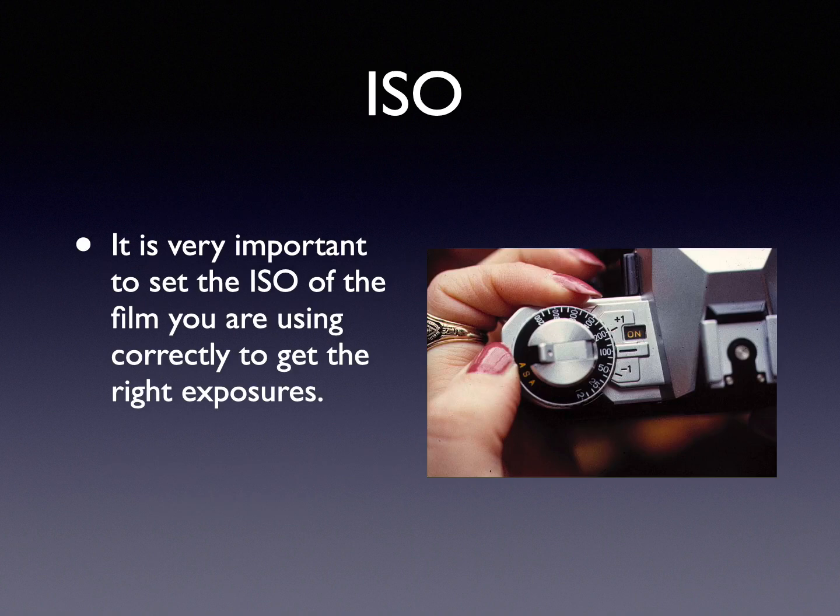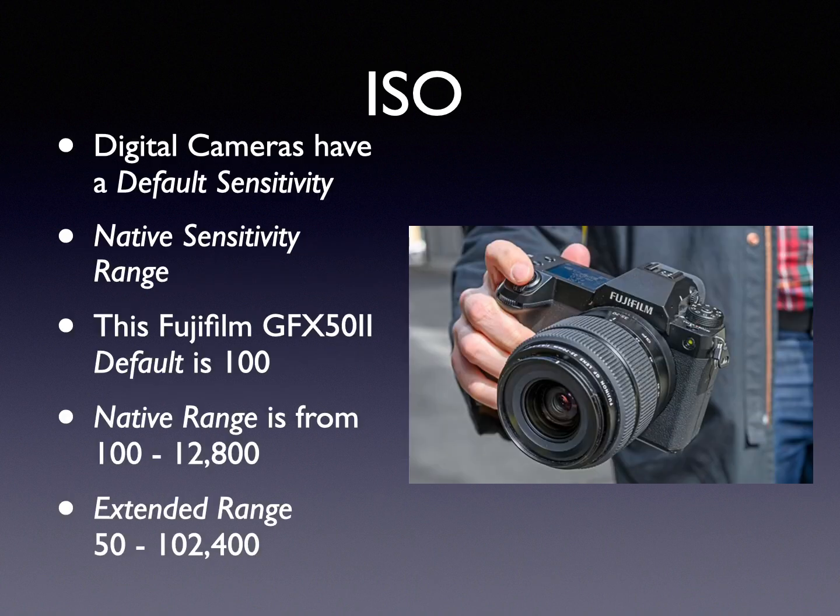If you're using film, it's really important to set the ISO correctly to get the right exposure. And you can also set the ISO on digital cameras based on whether you want to emphasize your shutter speed or your aperture. And we'll talk more about why you would do that later.